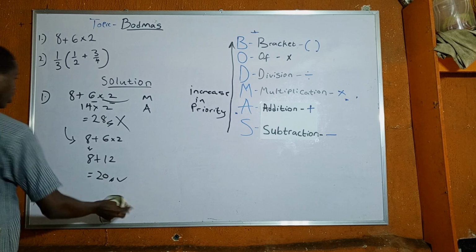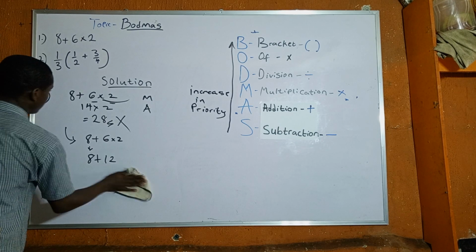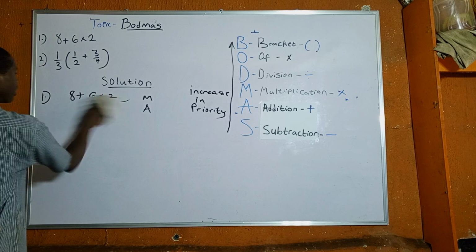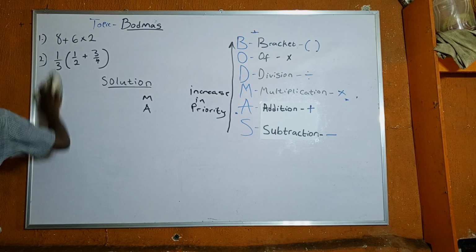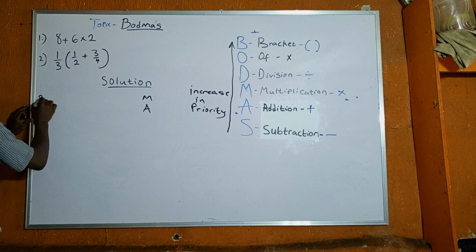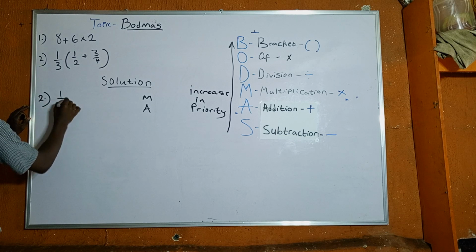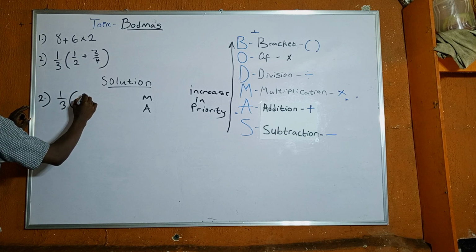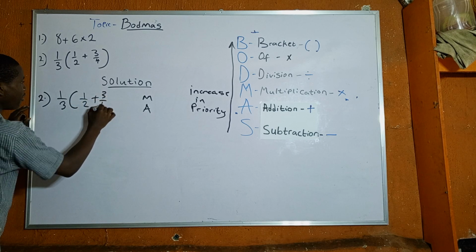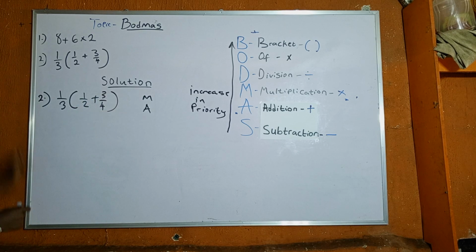But this one is a very simple example that just carries two different signs. Let's now solve something that is more complex, but not so complex that we won't understand. So 1 over 3, open bracket, 1 over 2 plus 3 over 4, close bracket.